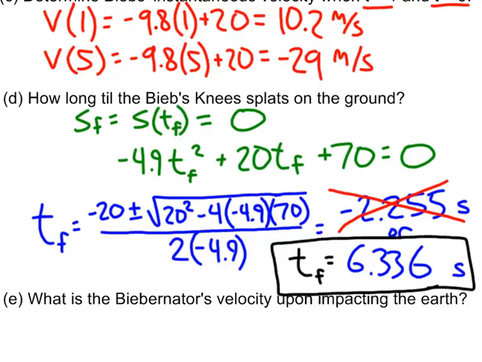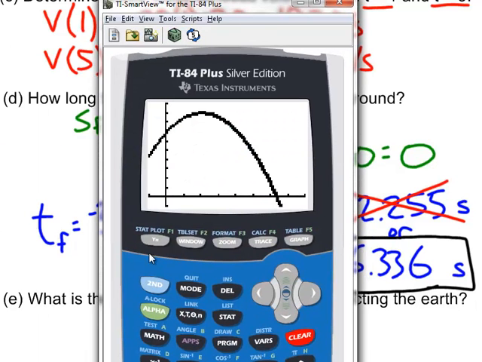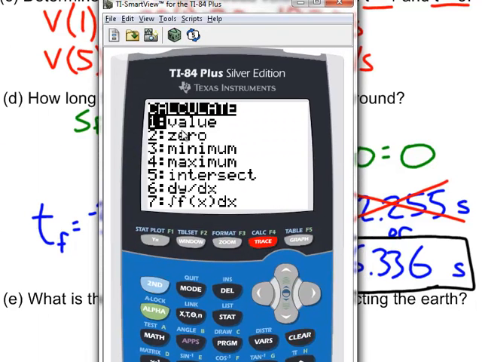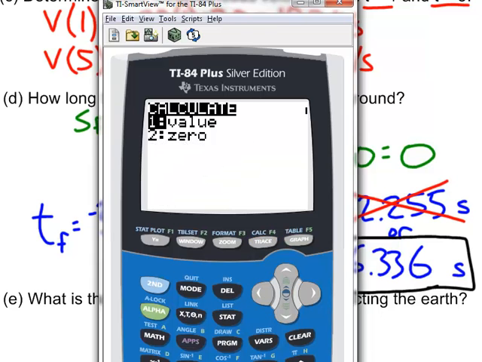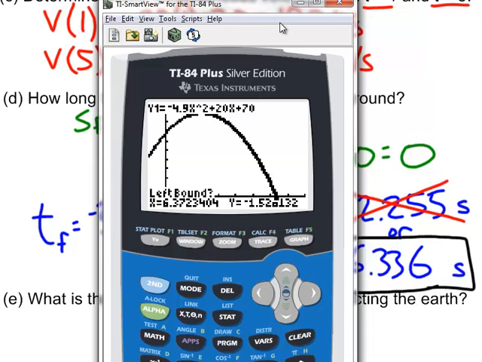And I will point out that if we allow ourselves to use graphical methods, I can bring the calculator up on the screen. And that's where I would go to second calc, and I would go to zero, option number 2. I'll press the keypad number 2. And I do the whole left bound, right bound thing. I'm just going to type in 5 seconds and then 7 seconds. I'm cheating a little bit because I already have an idea of what the answer is, right? But I'll at least confirm that I've got my 6.336. It agrees with my algebraic answer.